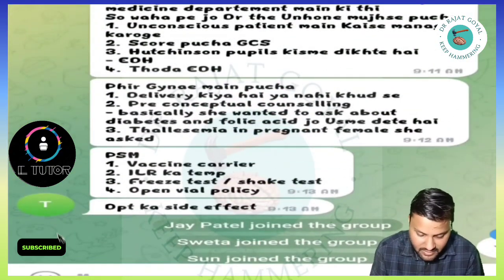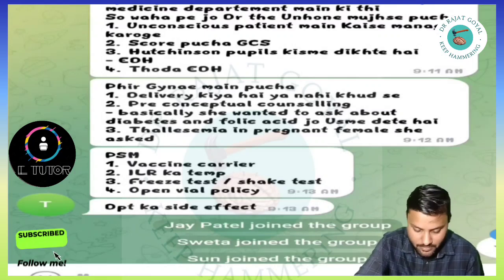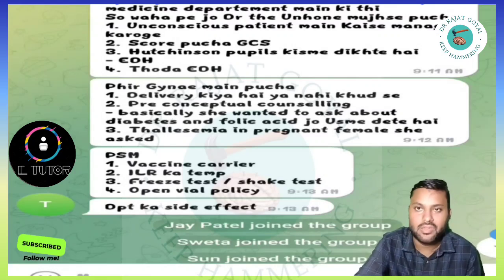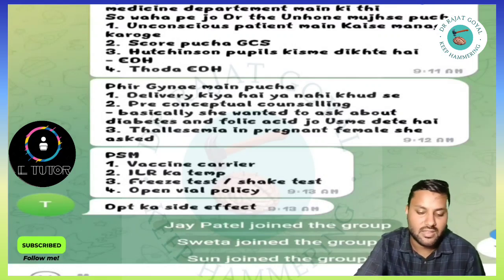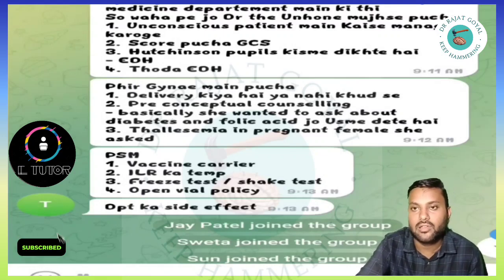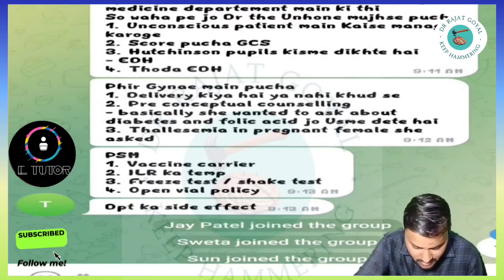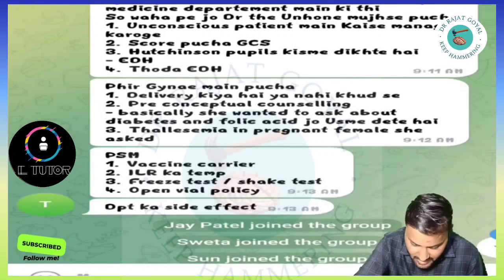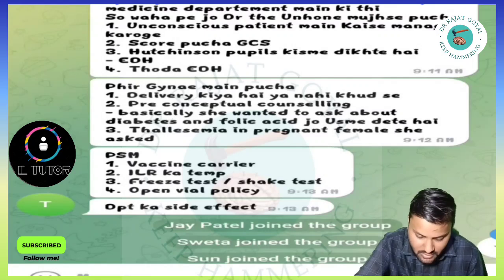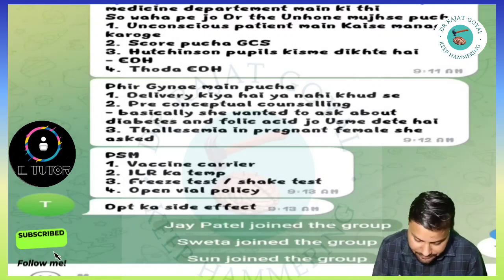Another student Tania is saying that the first IAS question was when did you pass, and what did you do after that. So we have already discussed in the introduction that IAS will ask this question to everyone: what all you have done after MBBS. She had done it in the medicine department. So, doctor, how will you manage an unconscious patient? She was asked about the management in the unconscious patient, GCS score, Hutchinson's pupil and extradural hemorrhage.